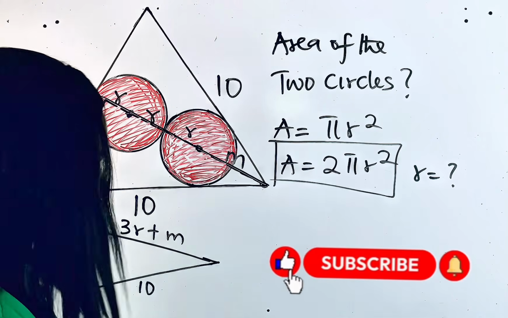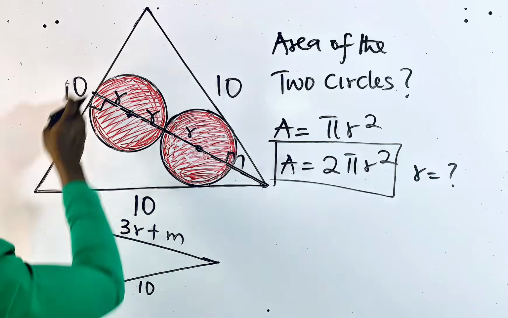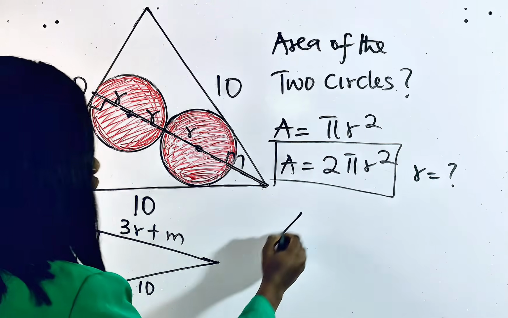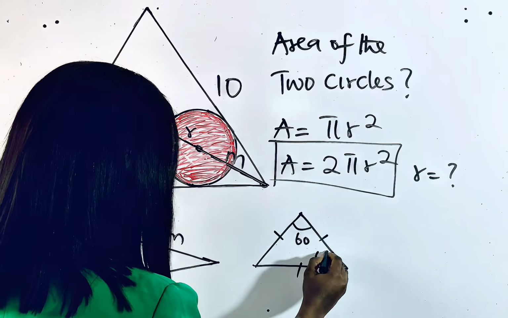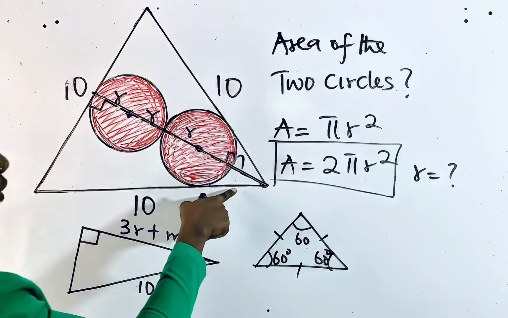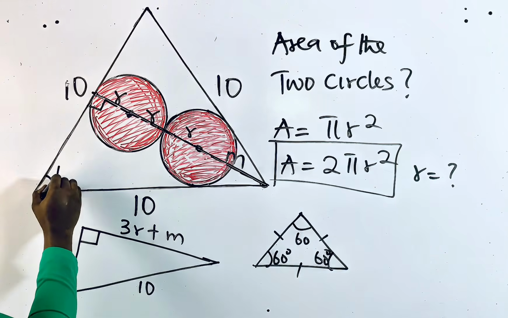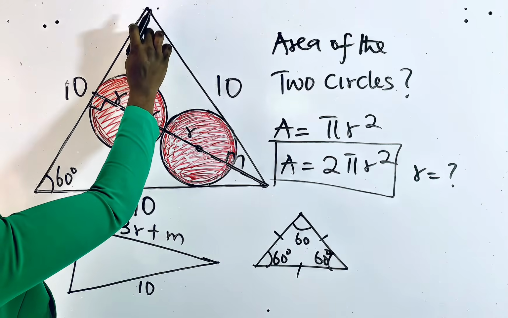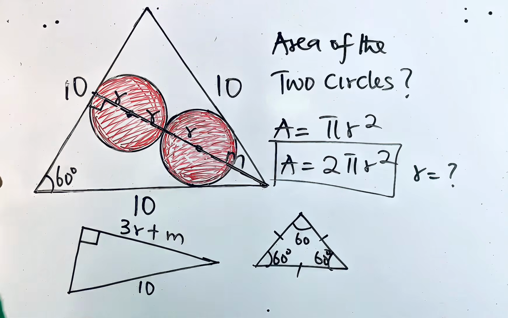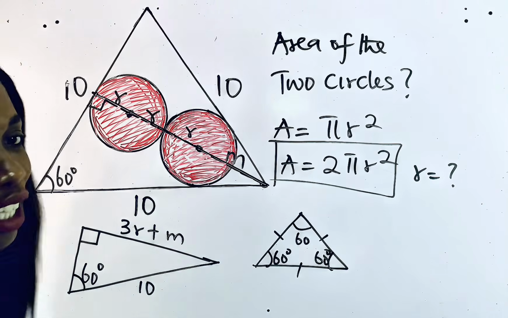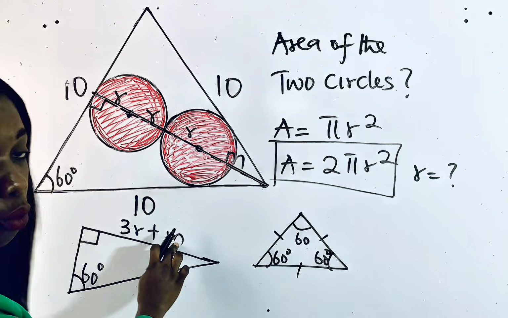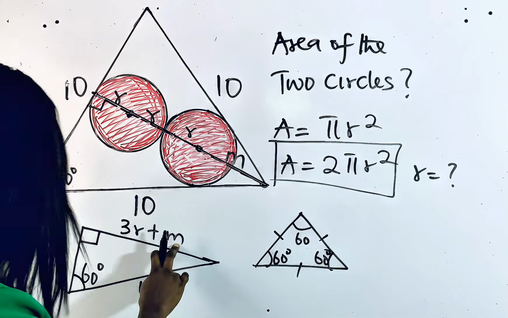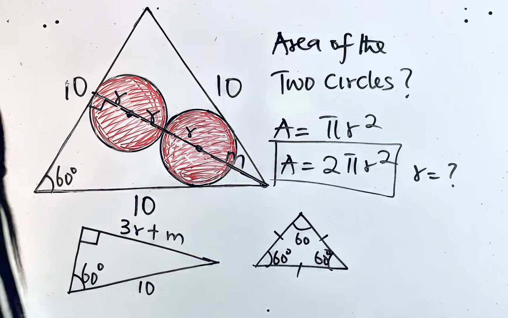Let's go back to the triangle. You observe that this is an equilateral triangle. The 3 sides are equal. And for every equilateral triangle, each of the angles measures 60 degrees. So this angle here is 60 degrees. This one here is also 60, and the angle formed here is 60. So we have this angle to be measured 60 degrees. What other information do we need to know? We need to get this m so that we can work with one variable and then get the value of r. Let's go back to the diagram.